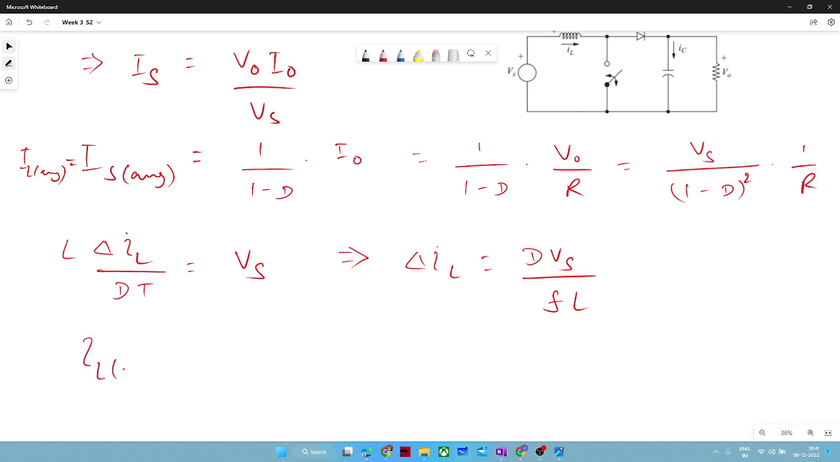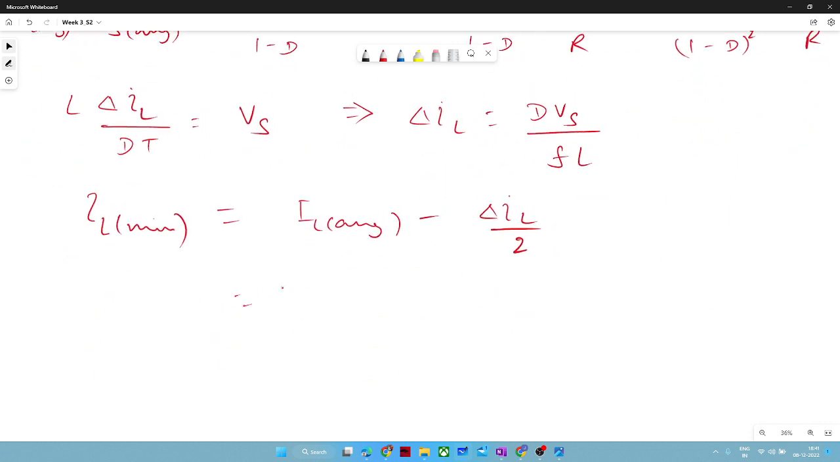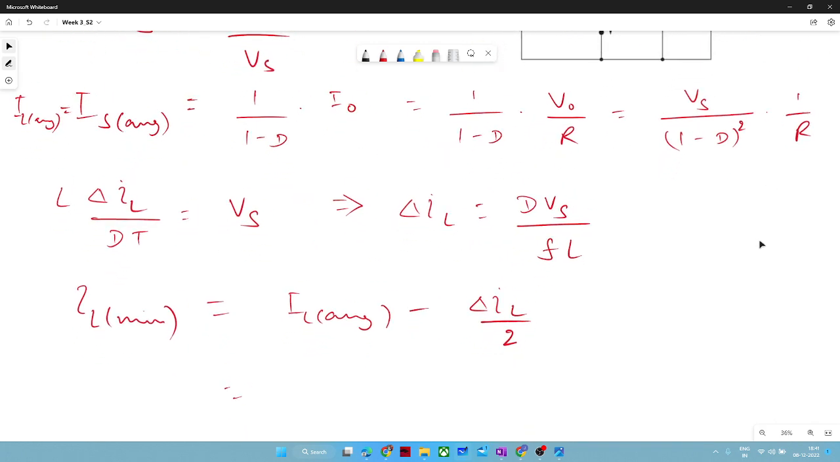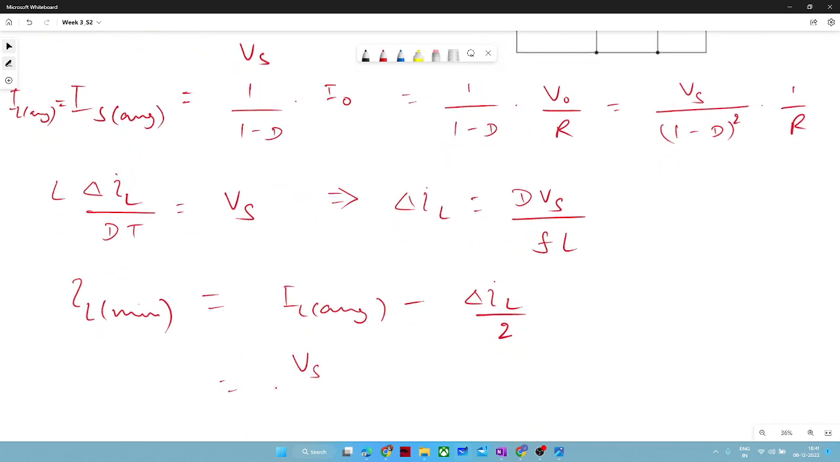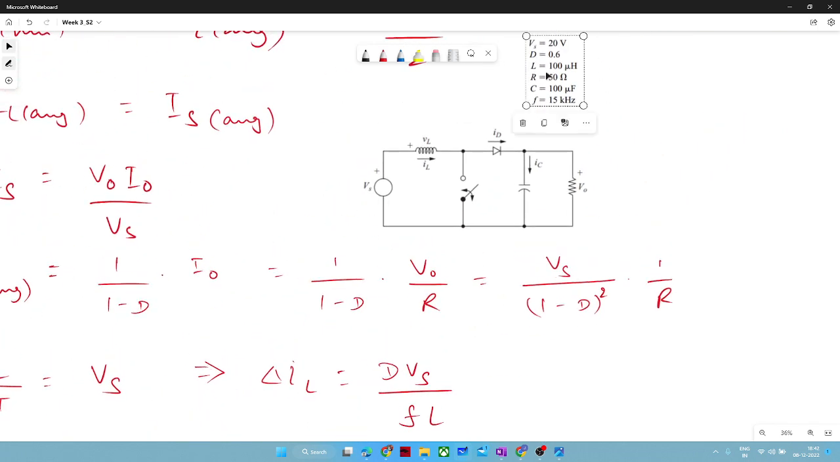Now, our point was to find out IL min, that is IL average minus del IL by 2. Now we put the value of IL average. So IL average we calculated as Vs by 1 minus D square into 1 by R, minus DVs by 2FL. This 2 term is coming from this equation.